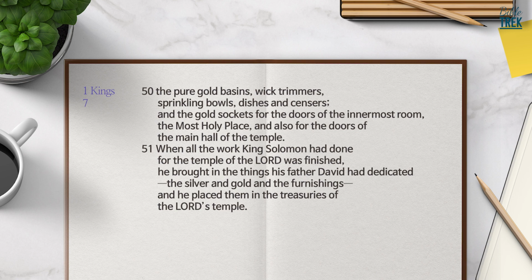When all the work King Solomon had done for the temple of the Lord was finished, he brought in the things his father David had dedicated, the silver and gold and the furnishings, and he placed them in the treasuries of the Lord's temple. Amen.